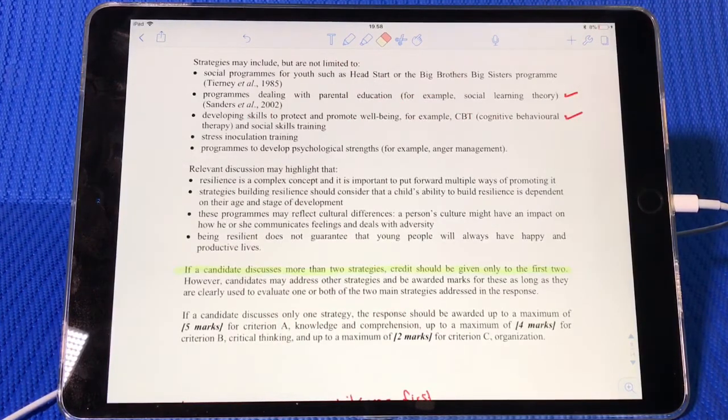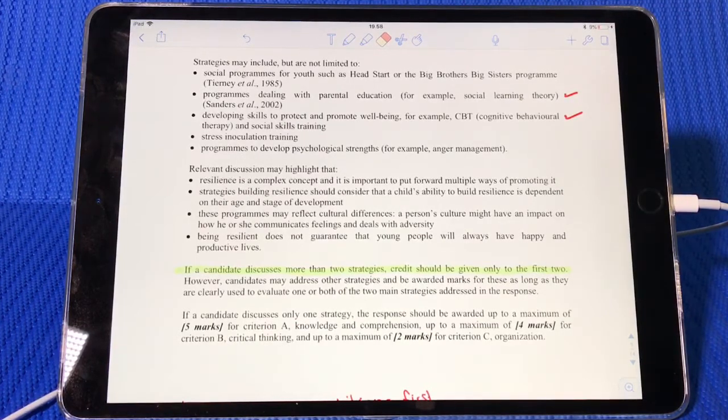Let's take this side question. You're only supposed to develop 2 of these points in depth, so maybe you did these ones that I ticked off. But sometimes you look at the mark scheme and you'll think to yourself, oh, I forgot about stress inoculation training. Maybe it would have been better to develop this. Oh, I didn't think about social programs for youth such as Head Start or the Big Brothers. Because you didn't write all these 3 points, add those 3 points to the doc file.